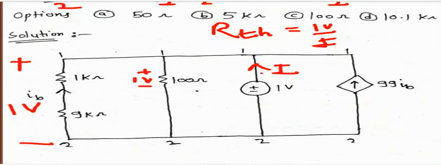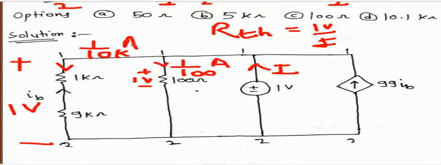Okay. So how much will be the current here? Current equals voltage upon resistance. That means here the current will be 1 upon 100 ampere. This much current will flow in this 100 ohm resistor. How much current will flow in this 10 kilo ohm resistor? 1 divided by 10 kilo ohm. Then 1 by 100 is nothing but 10 milliampere, and 1 upon 10 kilo ohm is nothing but 0.1 milliampere.